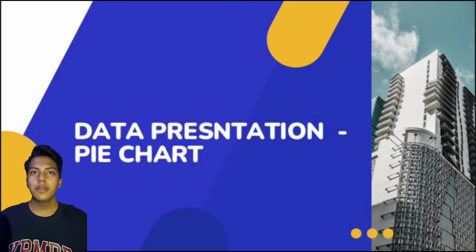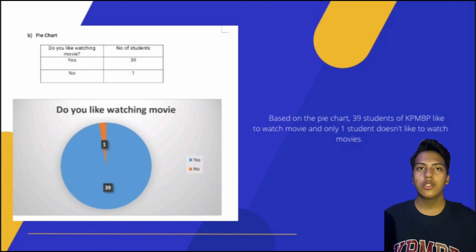The next graph is a pie chart. The motive of this chart is to know how many students like to watch movies and how many don't. The result of this chart is there are 39 students that like to watch movies and only 1 student that doesn't like to watch movies.